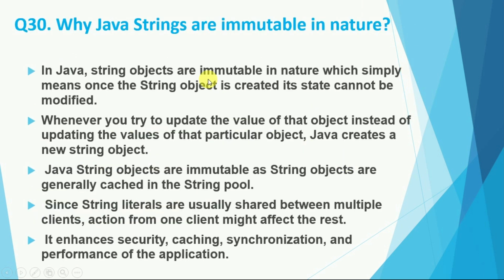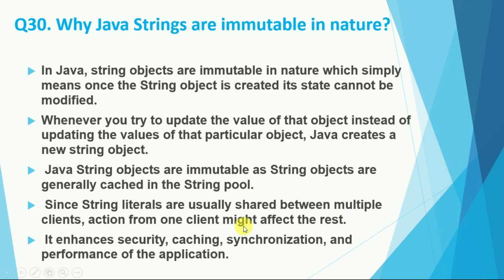Next is why Java strings are immutable in nature. We already discussed and differentiated Java strings, StringBuffer and StringBuilder, and we already saw that Java strings are immutable. But why are they immutable? There is a particular reason. In Java, string objects are immutable, which simply means that when a string object is created, its state cannot be modified. We can't modify that particular string.